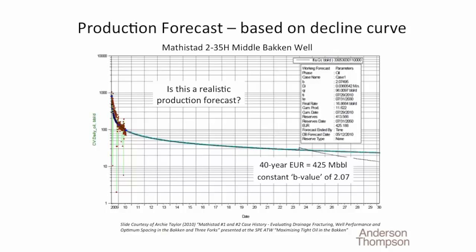And as you can see, we have a decline curve shown here. This is a 40-year production forecast, constant B-value of 2.07, and the EUR comes out to be 425,000 barrels. My first question, as yours should be as a petroleum engineer, is this a realistic production forecast? Okay, we can't always answer that question just by looking at it, but we're going to dig a little bit deeper and try and find out.